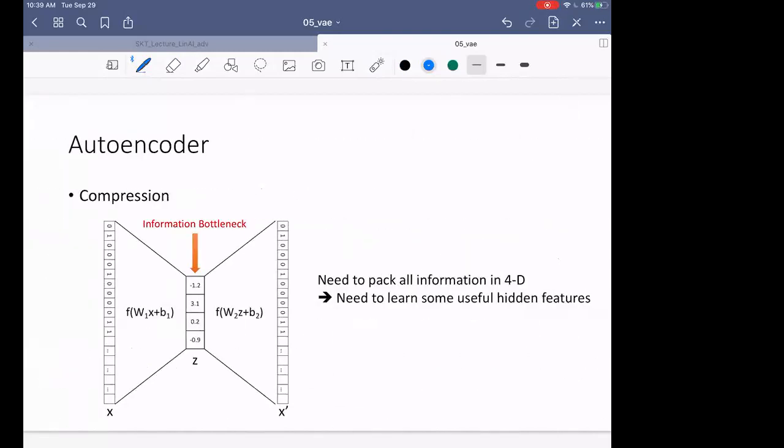As I said, we call this z the information bottleneck. You compress it into a lower dimensional space, so the autoencoder is forced to learn important features that help it reconstruct x prime. It needs to choose the kind of information that it wants to retain and just throw away the noise. So that's where the information bottleneck comes in.